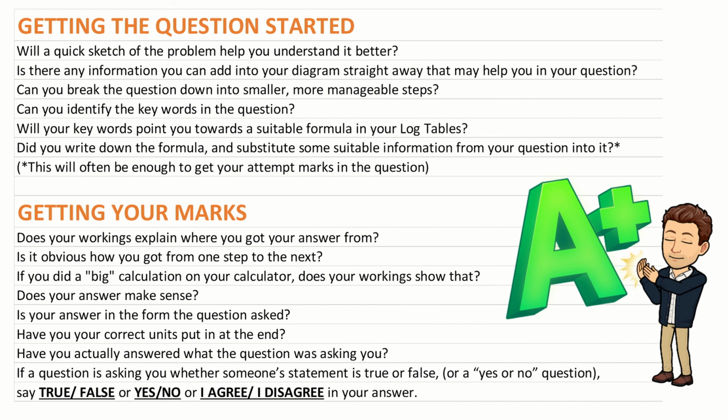And I suppose after all that, just getting the question started and getting your marks, there's a couple of questions to ask yourself. If you don't know how to get the question started, will a quick sketch help you out? Is there any information on a diagram given that you can add in straight away? Can you break the question down into smaller, more manageable steps? Can you identify the key words in each question? What do they mean? For instance, let's say they talk about a right angled triangle. Well, a sketch of that, you should be thinking, oh, it's a right angled triangle. Maybe if I have to find the hypotenuse, maybe Pythagoras' theorem is going to help me out. So that train of thought is going to help you.